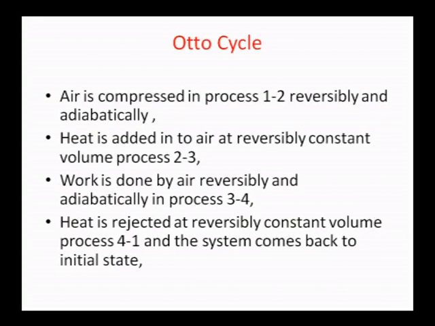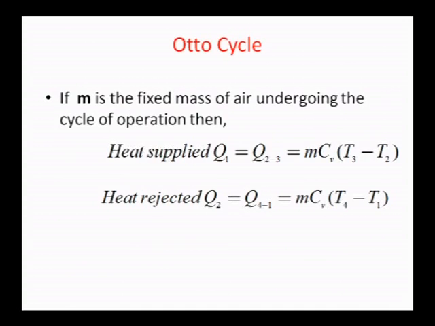Work is done by air reversibly and adiabatically in process 3-4. So, process 3-4 is a reversible adiabatic process where work is done, and heat is rejected at reversible constant volume in process 4-1, and the system comes back to its initial state. So, this is how the Otto cycle works.